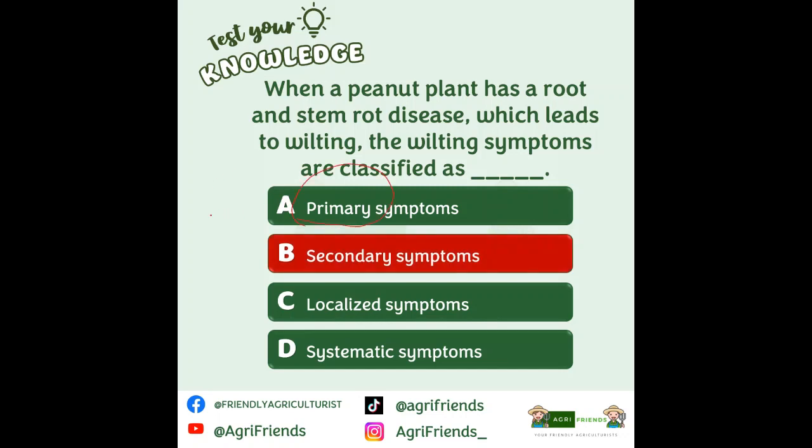Primary symptoms are the direct results of the pathogen activity. Localized symptoms are expressed in limited areas of the tissues such as the canker, galls, and spots, while systematic symptoms are expressed in greater part or all of the plants like wilting and yellowing.